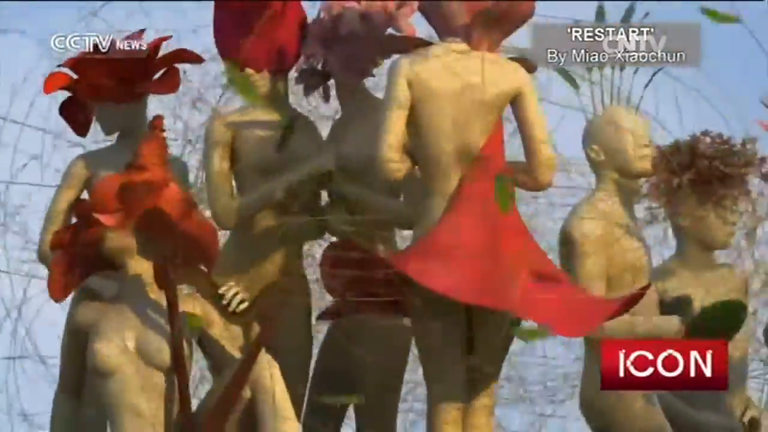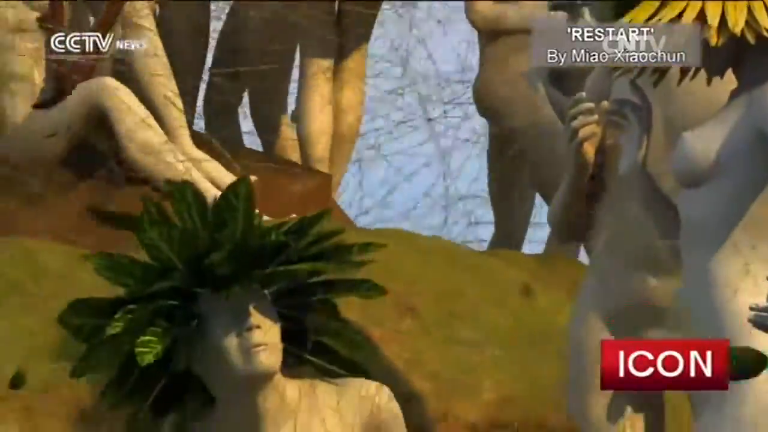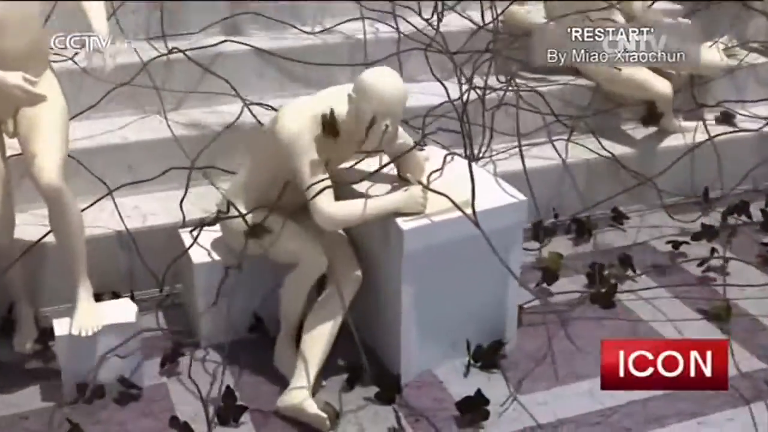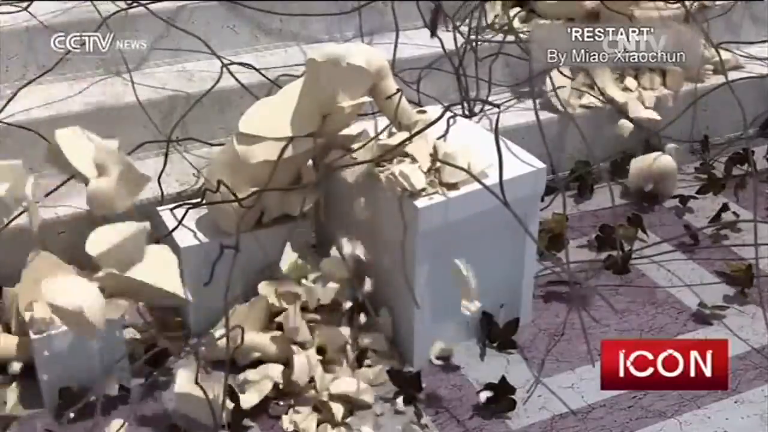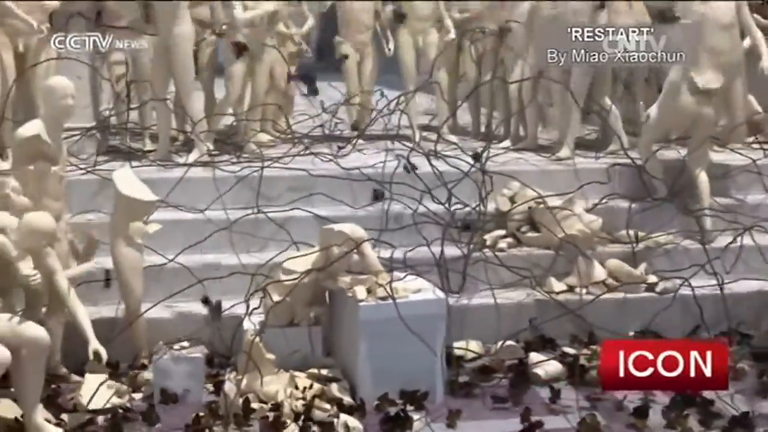The dominant theme of Miao Xiaochun's Restart is deconstruction. Nature vanishes, human bodies collapse, and civilization disappears. Will starting over bring a better world?